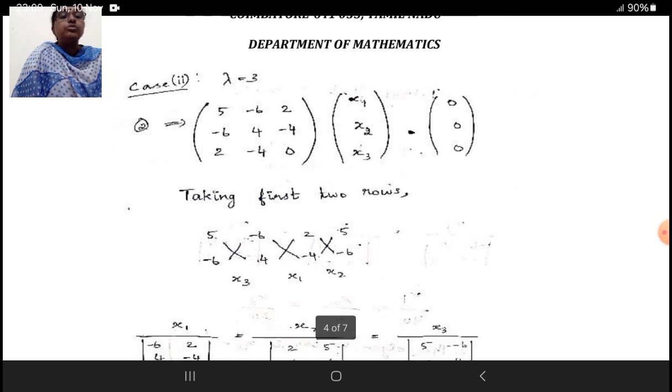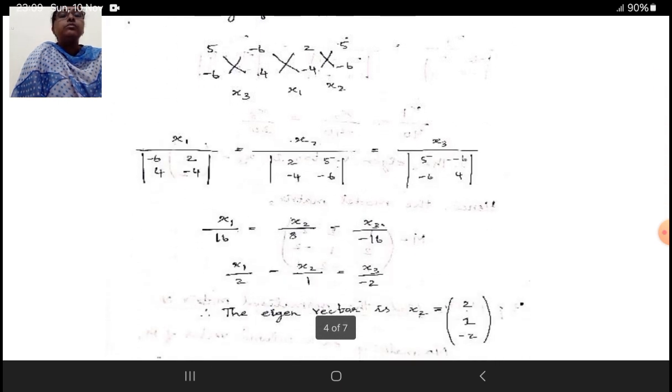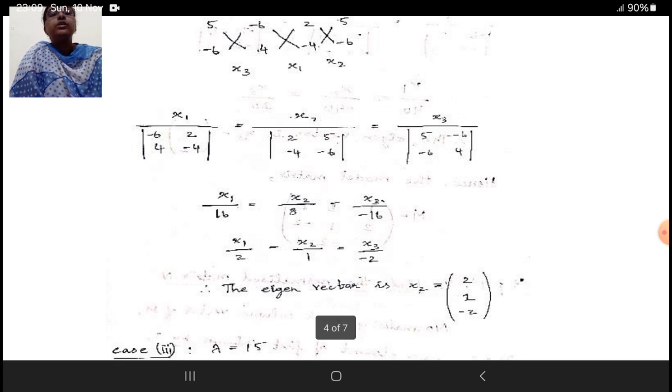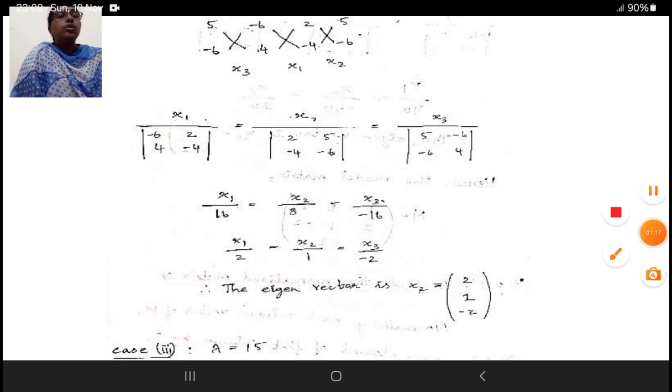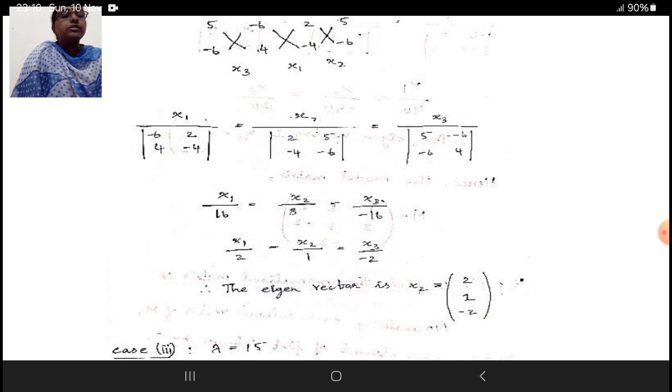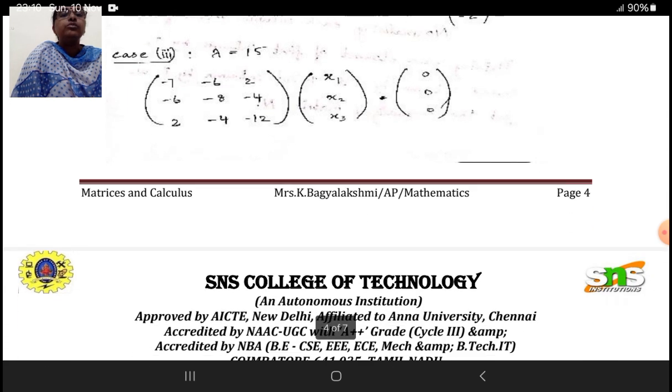Using the cross multiplication method, we write the values x1, x2 and x3: the first two, next two and then the next two. If we multiply like that, we get the answers for these terms. So from this we got the values of x2 as 2, 1, minus 2. Next, the same thing we move on to lambda equal to 15.